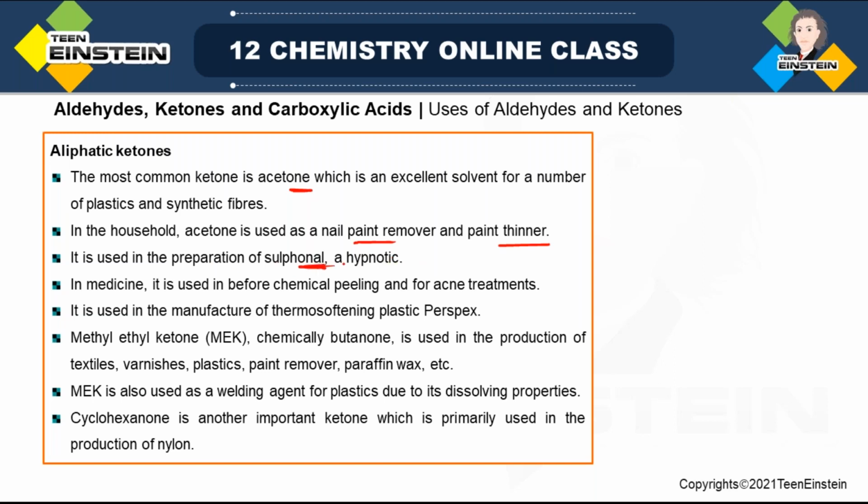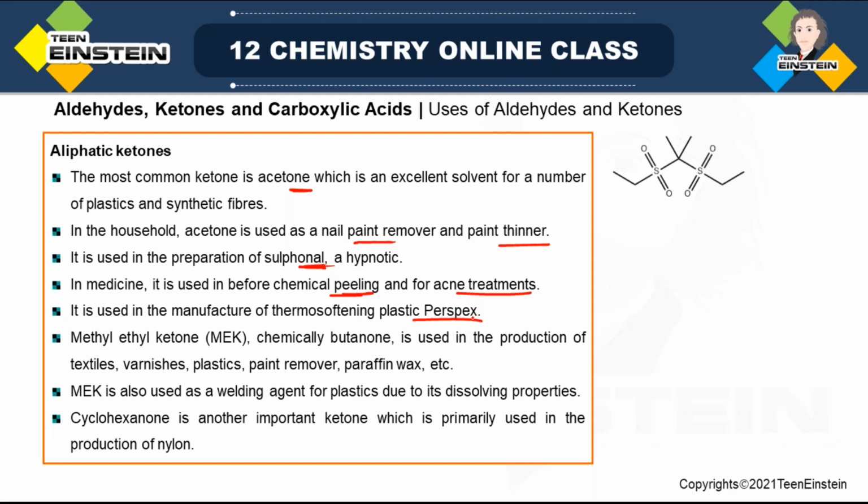In the preparation of sulfonal, which is again a hypnotic, this is the structure of sulfonal. In medicine, it is used before chemical peeling and for acne treatment. Chemical peeling is used to enhance the quality of skin, and before it, acetone is used, then chemical peeling is done. Also for acne treatment, then manufacture of a thermosoftening plastic which has a specific name, perspex.